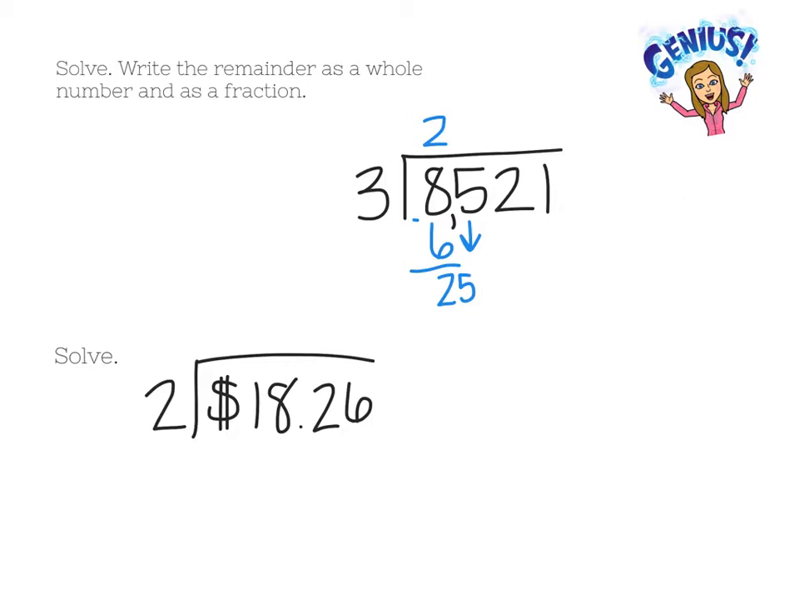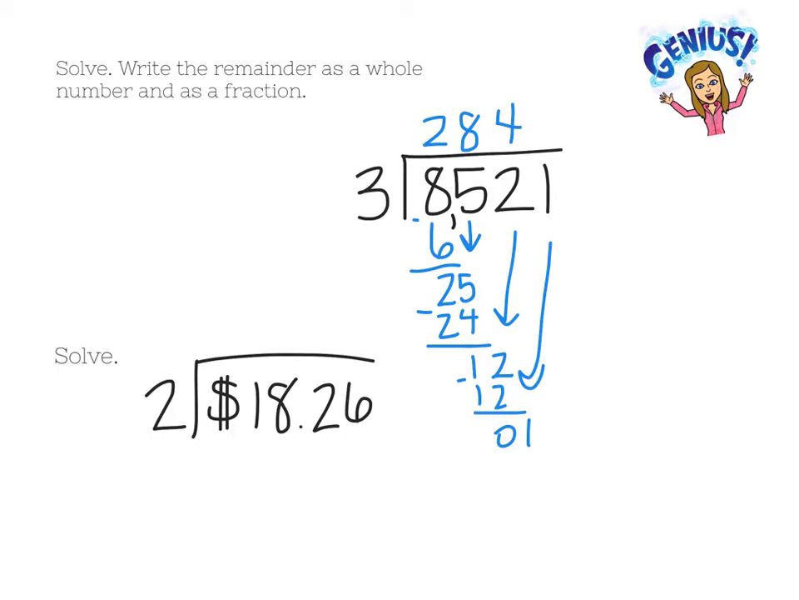How many times does 3 go into 25? 8 times. I know 3 times 8 is 24. So I'll subtract. 25 minus 24 is 1. Bring down the 2 to make 12. 3 goes into 12 perfectly 4 times. 3 times 4 is 12. When I subtract, that gives me 0. Bring down the 1 to create the number 1.